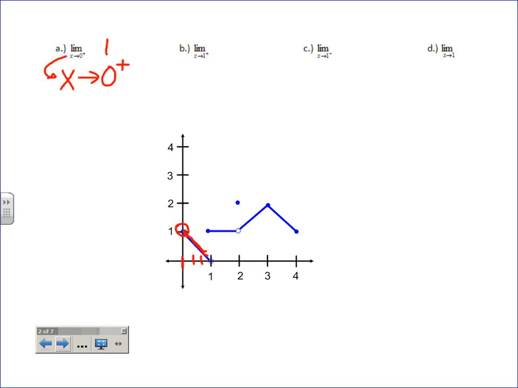Really, it's just the limit equals 1. So you might not want to write y equals 1. Okay, any questions on that? Let's do another one. This one's saying as x gets closer and closer to which value now?